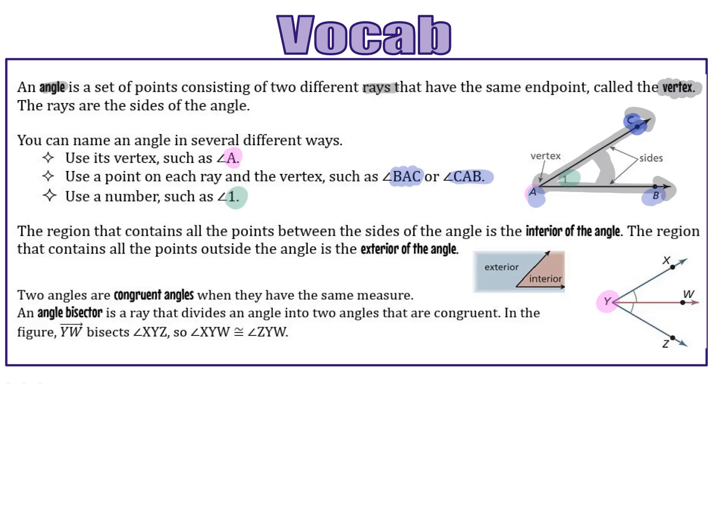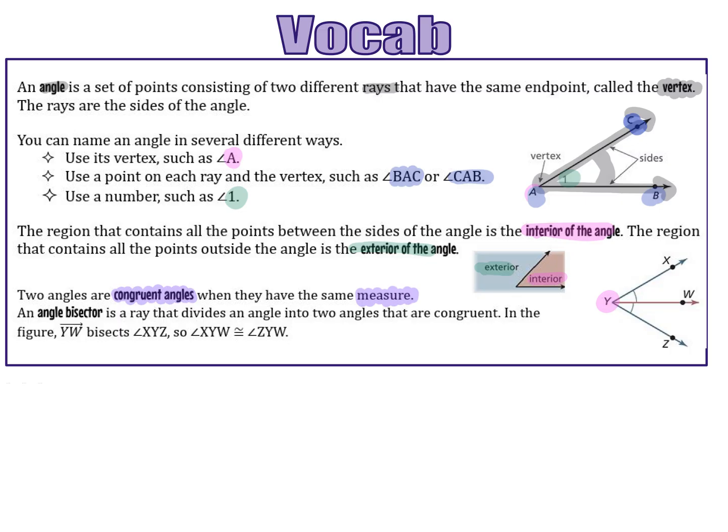All of the points that are inside of an angle are called the interior of the angle, and all the points that are on the outside of the angle are called the exterior of the angle. Similar to segments, two angles are congruent if they have the same measure, meaning if they are the same number of degrees, or when we get into the future and we start talking about radians, they have the same number of radians. But two angles are congruent if their measure is the same.